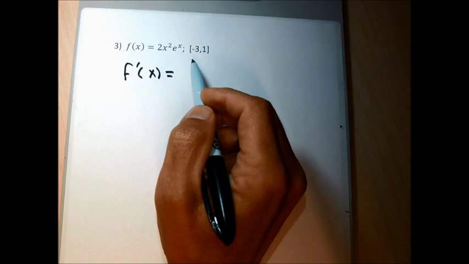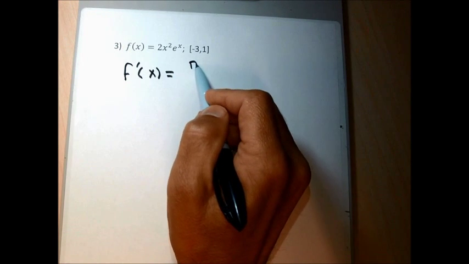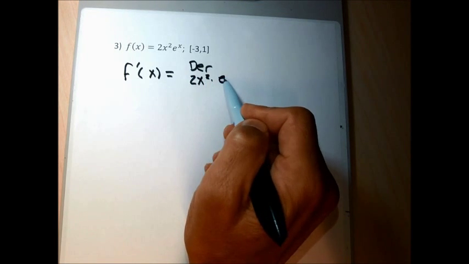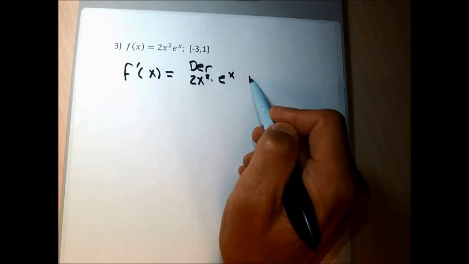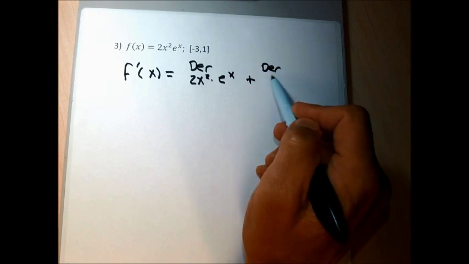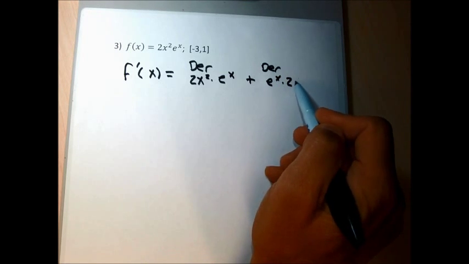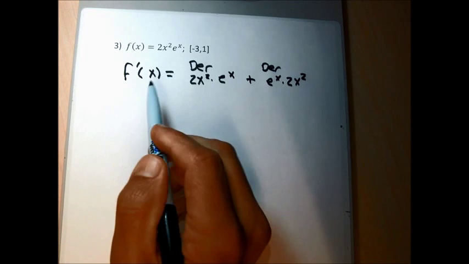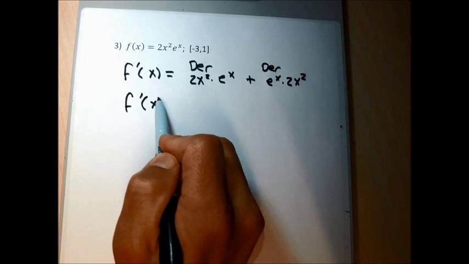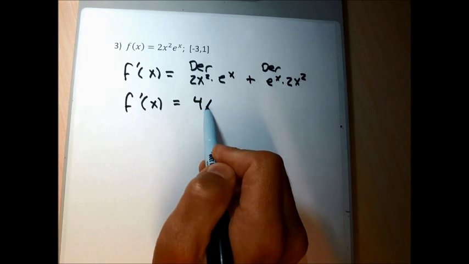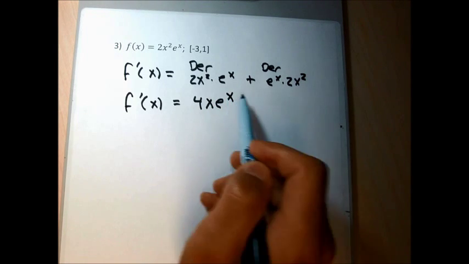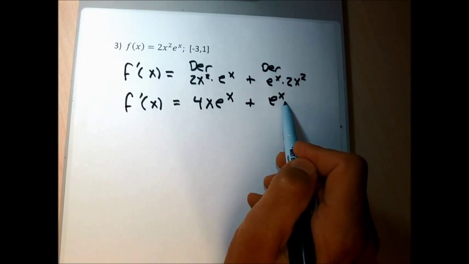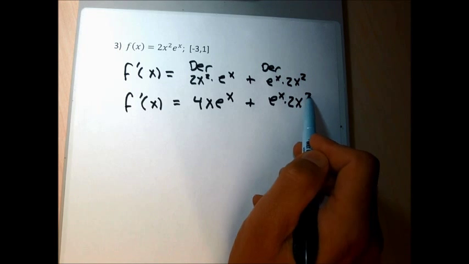Find the derivative. I need the product rule because of the multiplication. So I need the derivative of 2x squared times the e to the x function unchanged, plus the derivative of the e to the x function times the 2x squared unchanged. The derivative of 2x squared is just 4x, so this first piece is going to be 4x e to the x. The second piece, the derivative of e to the x is just e to the x, so the second piece is going to be e to the x times 2x squared.